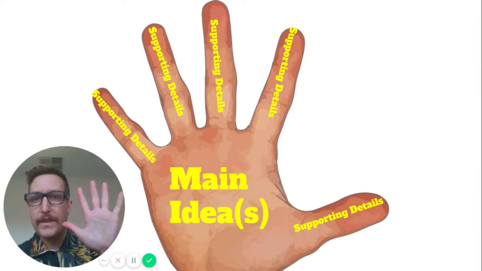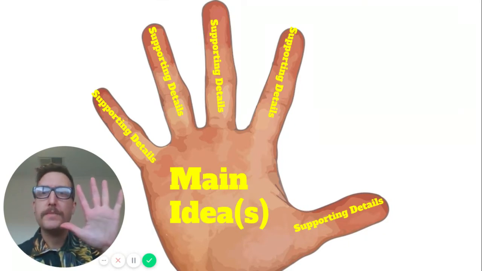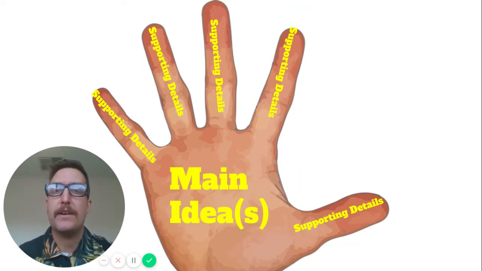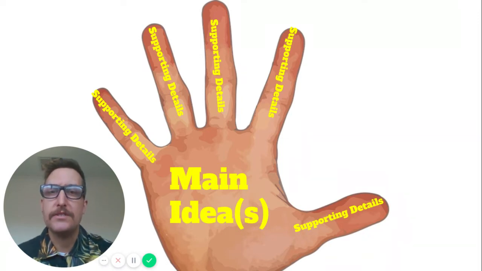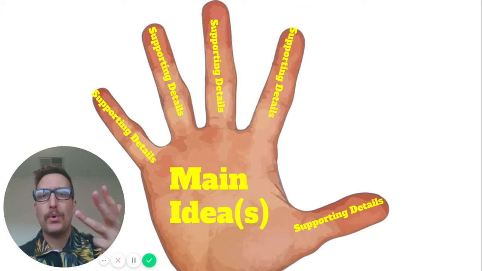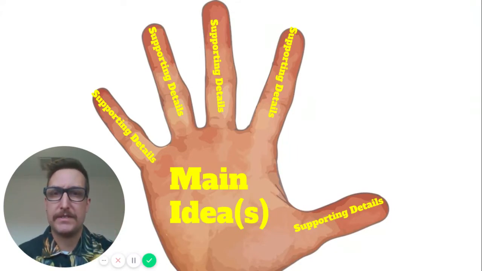No, I'm not high-fiving, I'm not waving to you. We're going to be using my favorite strategy for supporting details, and it's called the hand strategy. As you can see on the screen, we use our palm for the main idea, and then we use our fingers to count all of the facts or the supporting details that support the main idea of a text.